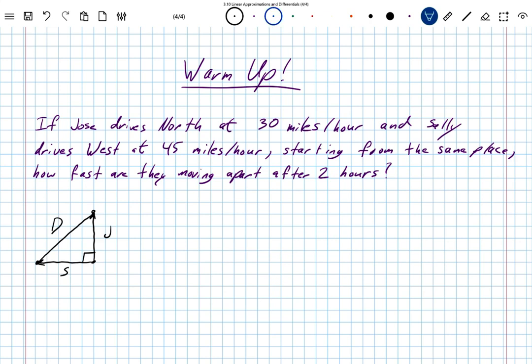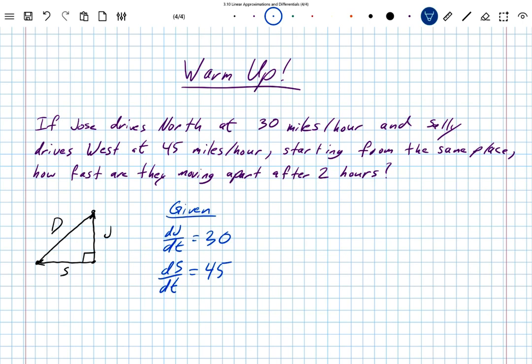So we were given some stuff. We were given not one but two rates. So I know that dJ/dt is equal to 30. And I was also given dS/dt, how fast Sally is going, is equal to 45. Now, you might have different letters here, in which case you would have slightly different looking notation, but the numbers should be the same.